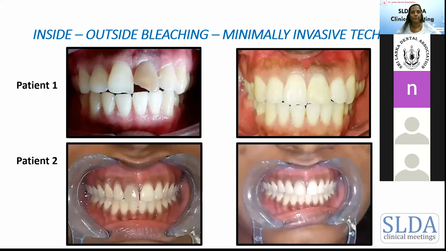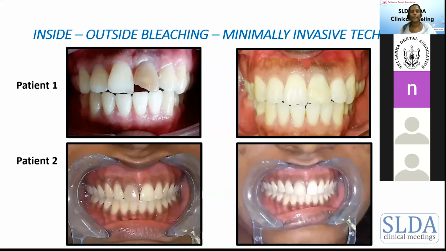Okay, there are 2 patients we have treated with inside outside bleaching. In patient 1, a discolored upper left central incisor was treated with inside outside bleaching with carbamide peroxide, and in patient 2, an upper right central incisor was treated with inside outside bleaching with carbamide peroxide. You can see that there's a marked improvement of the shade.